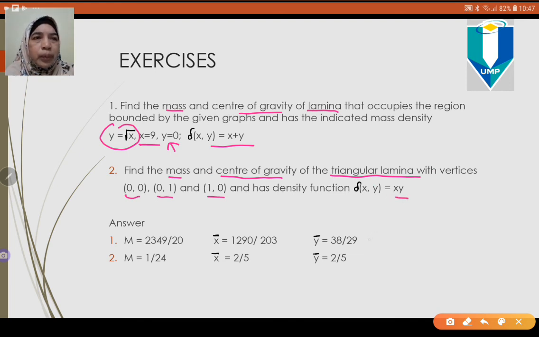The answer for number 1 is given here and the answer for number 2 is given here. So please do the exercises so that you understand the lesson.